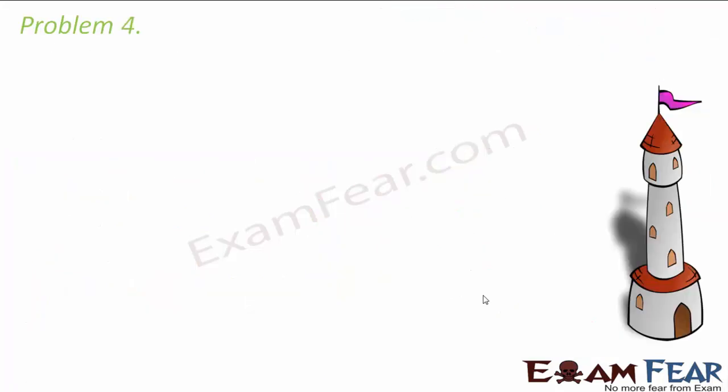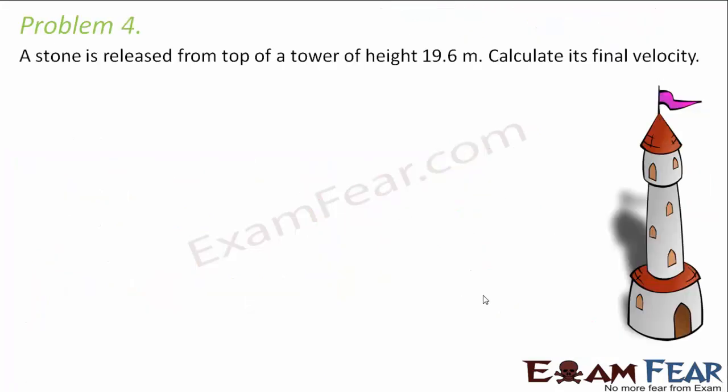Okay. Now let us look at the fourth problem. It says a stone is released from the top of a tower of height 19.6 meters. Calculate its final velocity. So the stone is released from the top of this tower, right? That means initially the velocity was 0 because initially the stone was at rest at the top of the tower.